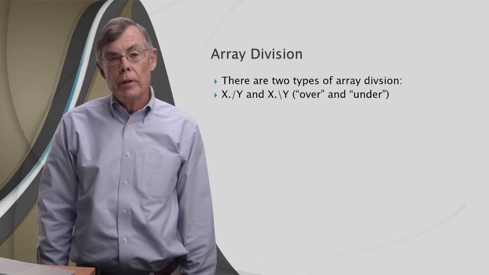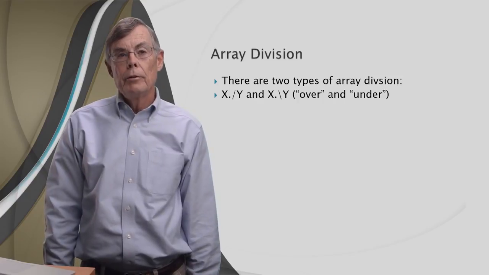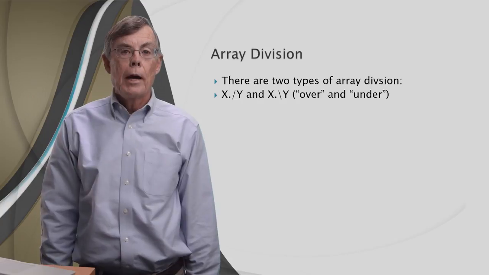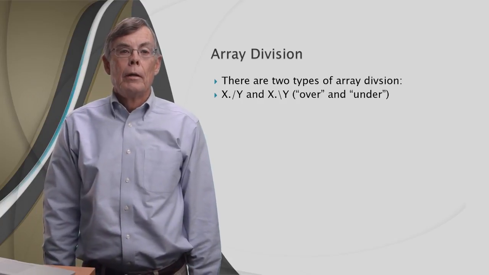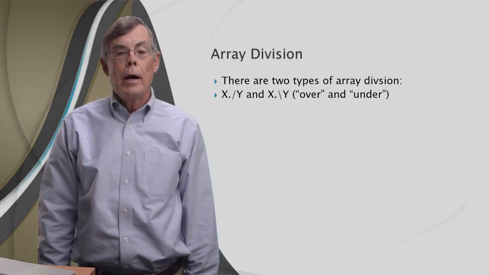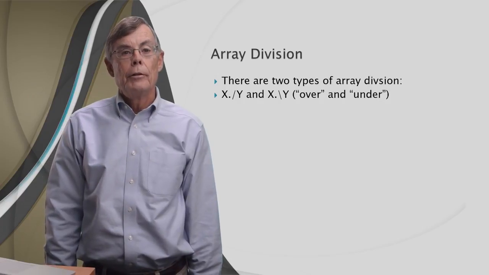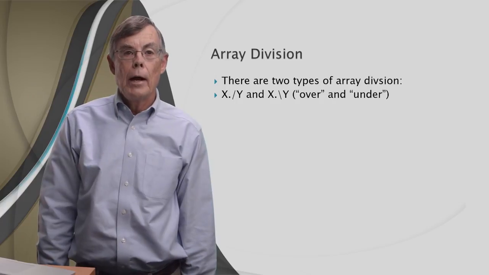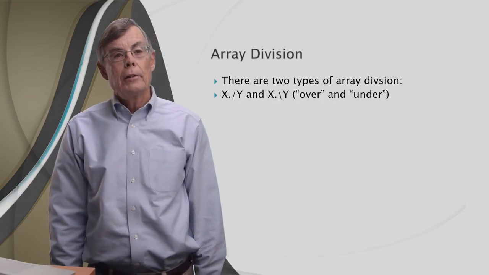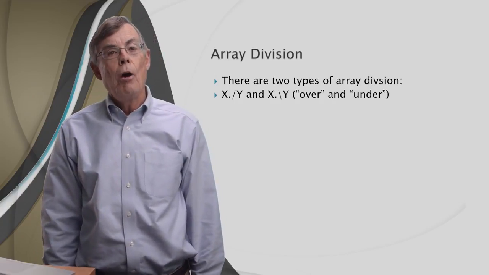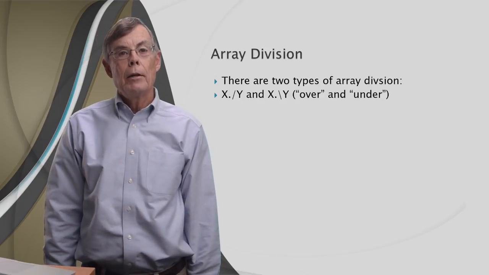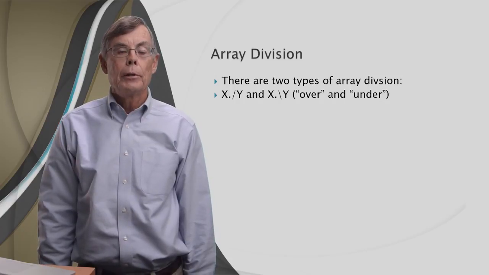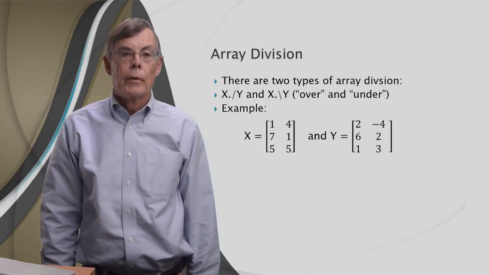There are two types of division, the so-called matrix division and array division. We're going to take up array division first, and there are two types of array division. Here's how you divide x and y. First of all, there's x dot slash y, and then there's x dot backslash y. In the first case, it kind of looks like x is over y, so that's x over y, and the other one sort of looks like x is under y, so we'll call that x under y. And we'll explain what both of those mean.